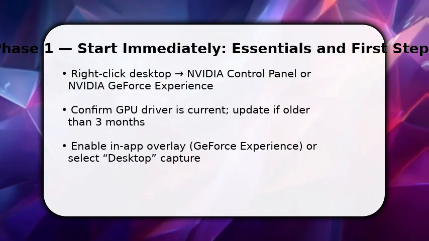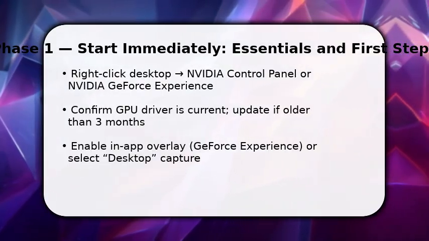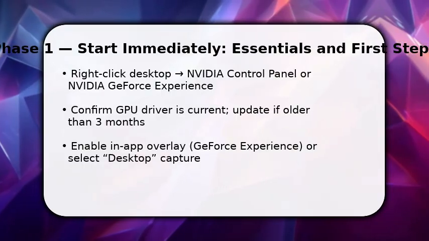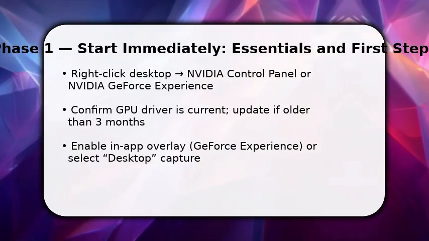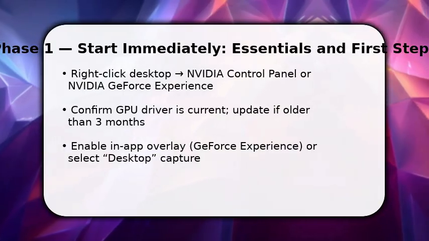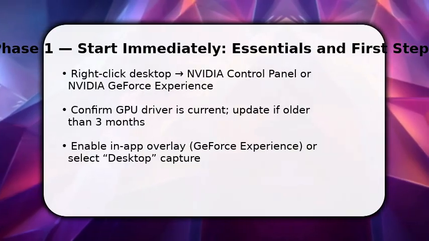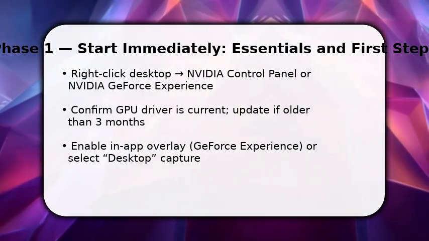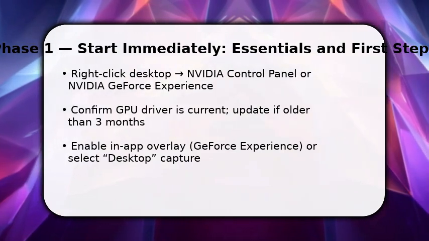First, launch GeForce Experience or the Nvidia Control Panel and make sure your driver is up to date, otherwise options may be missing. Once done, enable the in-game overlay in GeForce Experience or switch to desktop capture in the control panel so recording settings apply broadly. You do this now so the next steps show the resolution choices. Make sure overlays are allowed in Windows privacy settings before proceeding.